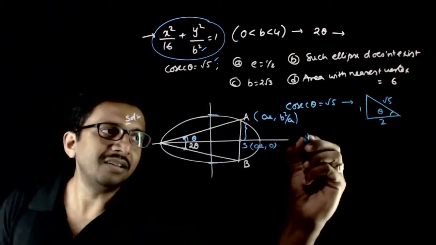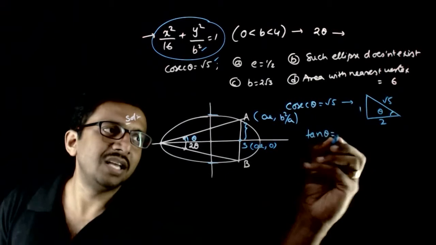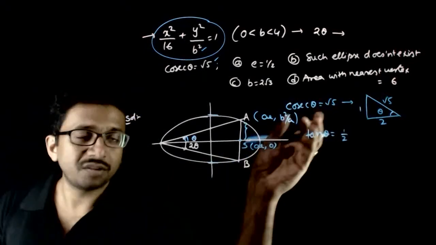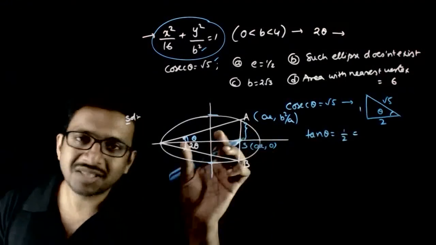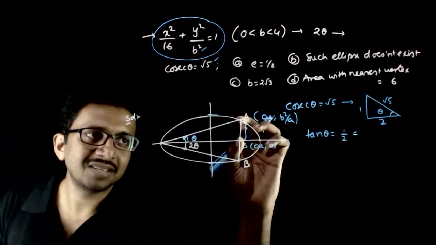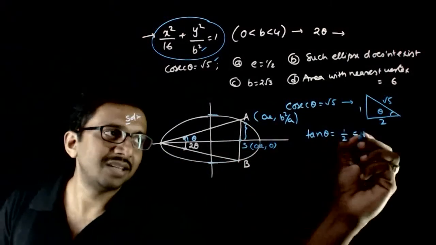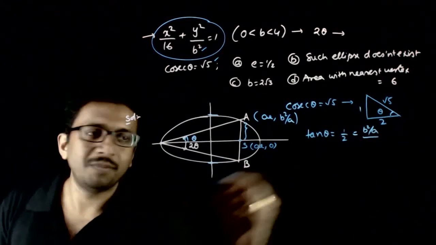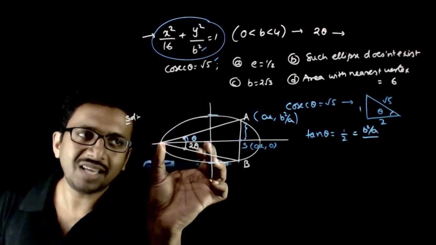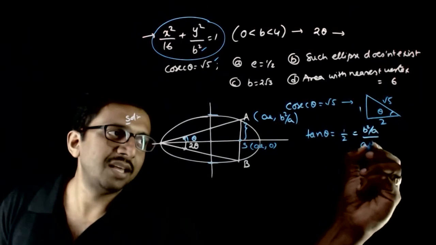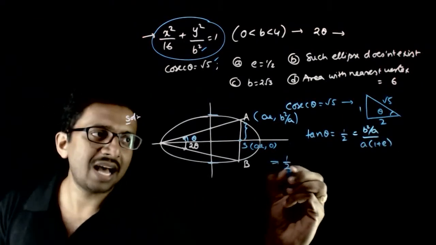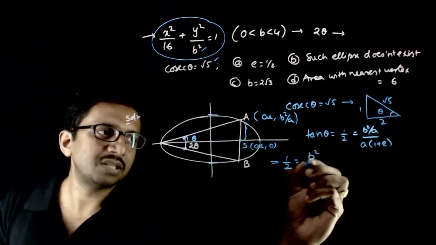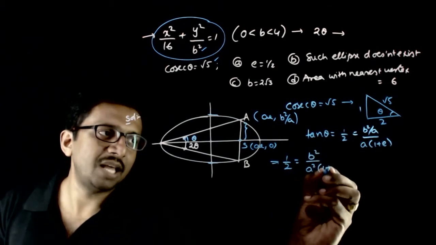So what is tan theta? Tan theta is equal to 1 by 2. So if cosecant theta is equal to root 5, tan theta has to be equal to 1 by 2. But according to this diagram, tan theta is this length by this length, that is b square by a divided by a plus ae, so a into 1 plus e. This implies the condition: half is equal to b square by a square times 1 plus e.